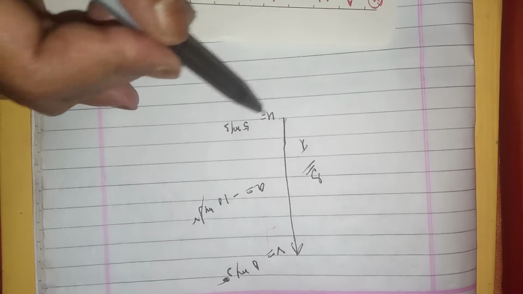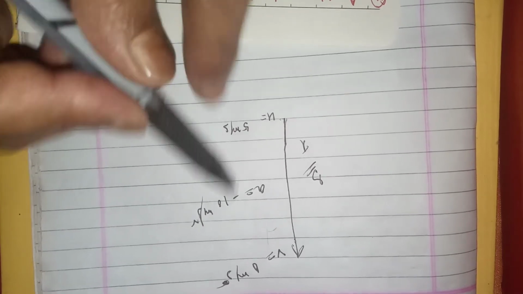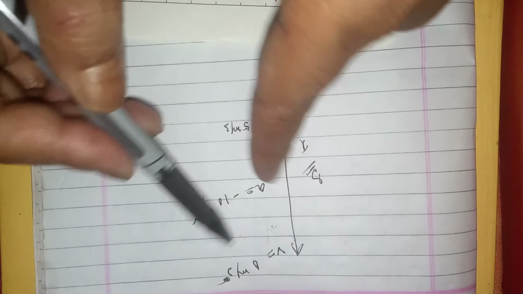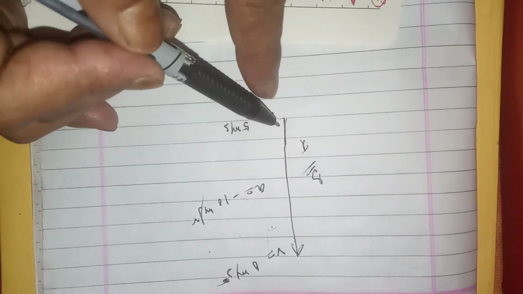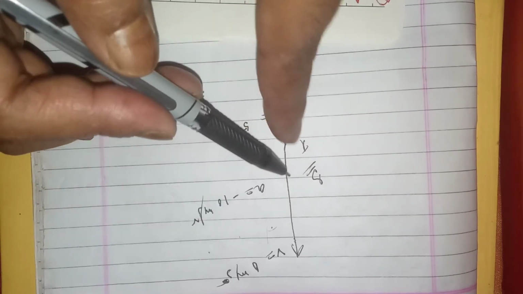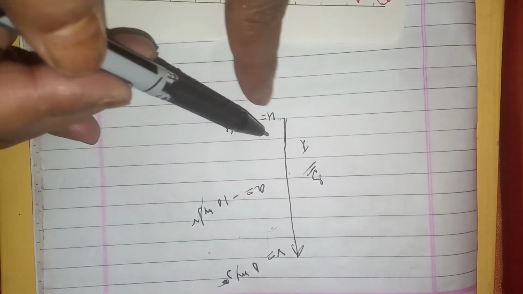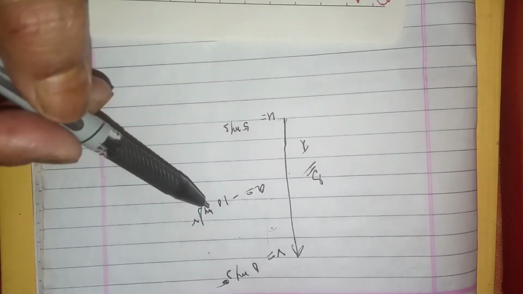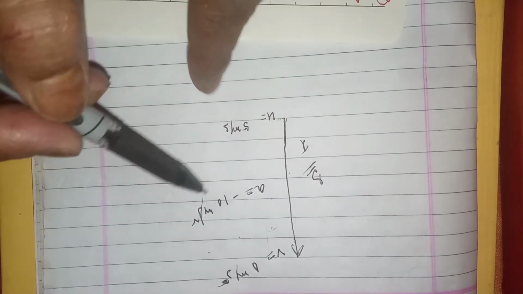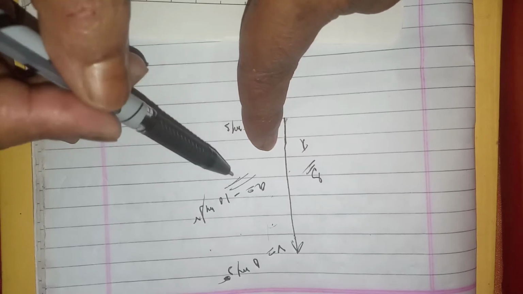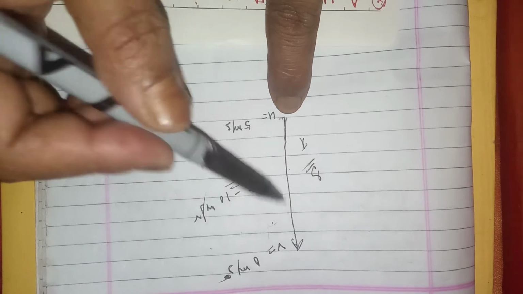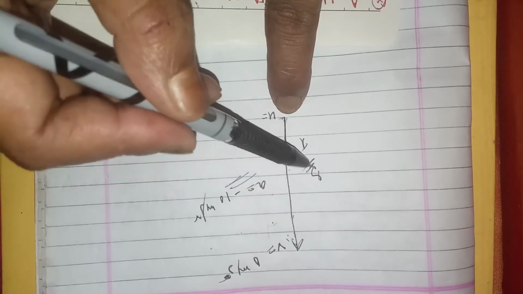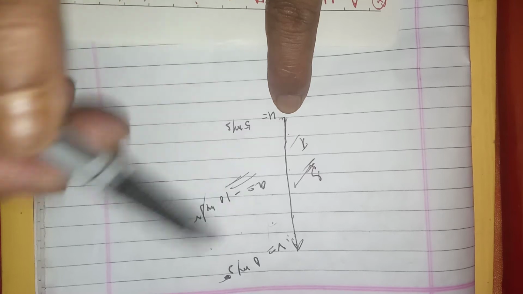So this is the introduction of the mathematics of this question. The object moves with initial velocity 5 meters per second, and when it reaches the maximum height, its velocity will be 0. Acceleration is given as 10 meters per second square, but because the object is moving upward, the acceleration is negative, since the velocity constantly decreases. And from this point to this point, we have taken the height as s and the time as t.